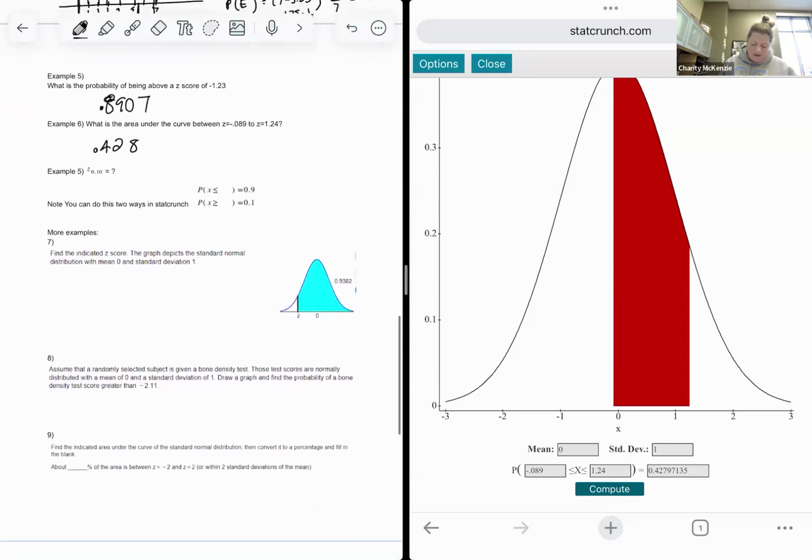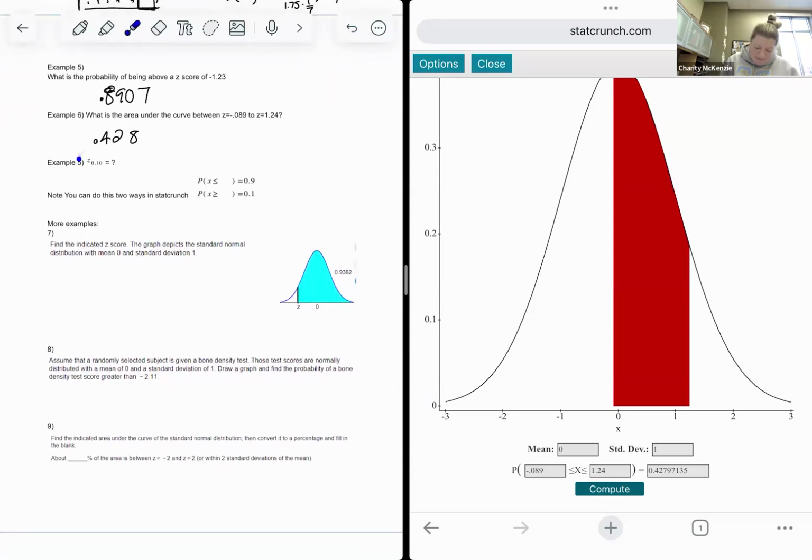Look at the way number 5 is written here, right? This is saying that you're looking at what is above 0.1. You can do that 2 ways. It's above 0.1, or you can do it as below 0.9. We always like to think of it as the area above that, or to the right. So I'm going to put that in.